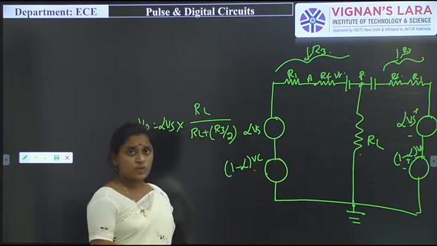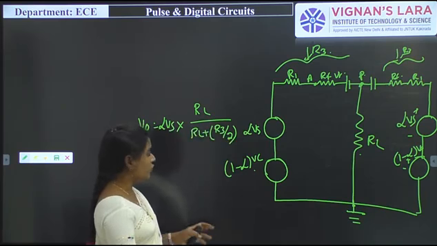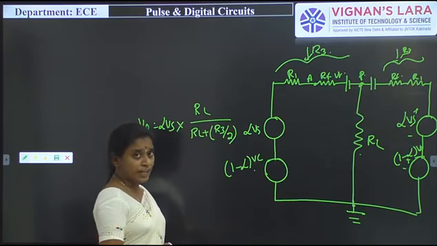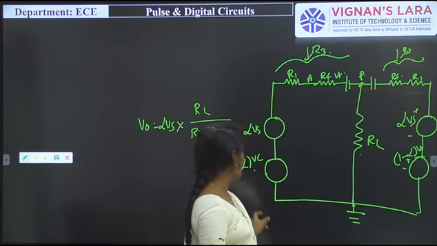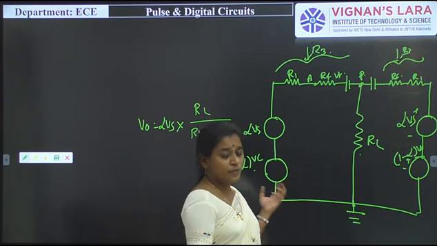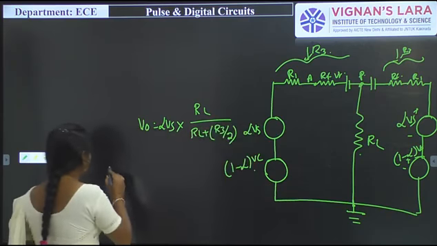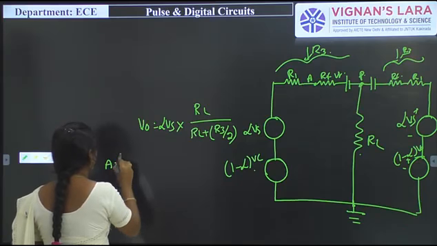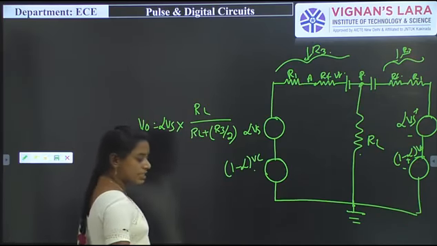Whatever input voltage we give, that will be alpha Vs, and we have to find the output across RL only. At both sides the output will generally be alpha Vs and 1 minus alpha into Vs. At the same time, what is A? A is nothing but the gain, that is V0 by V input. We find the gain from V0.